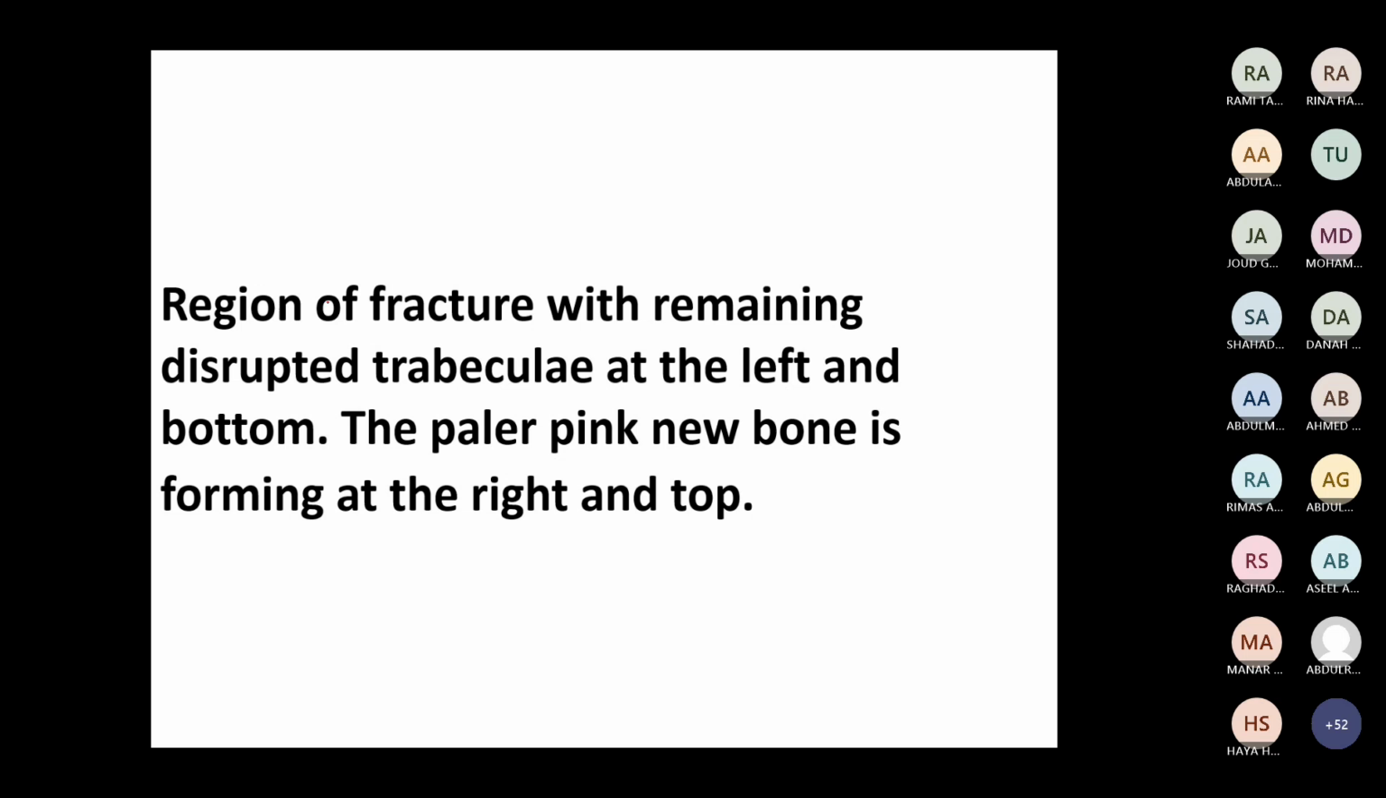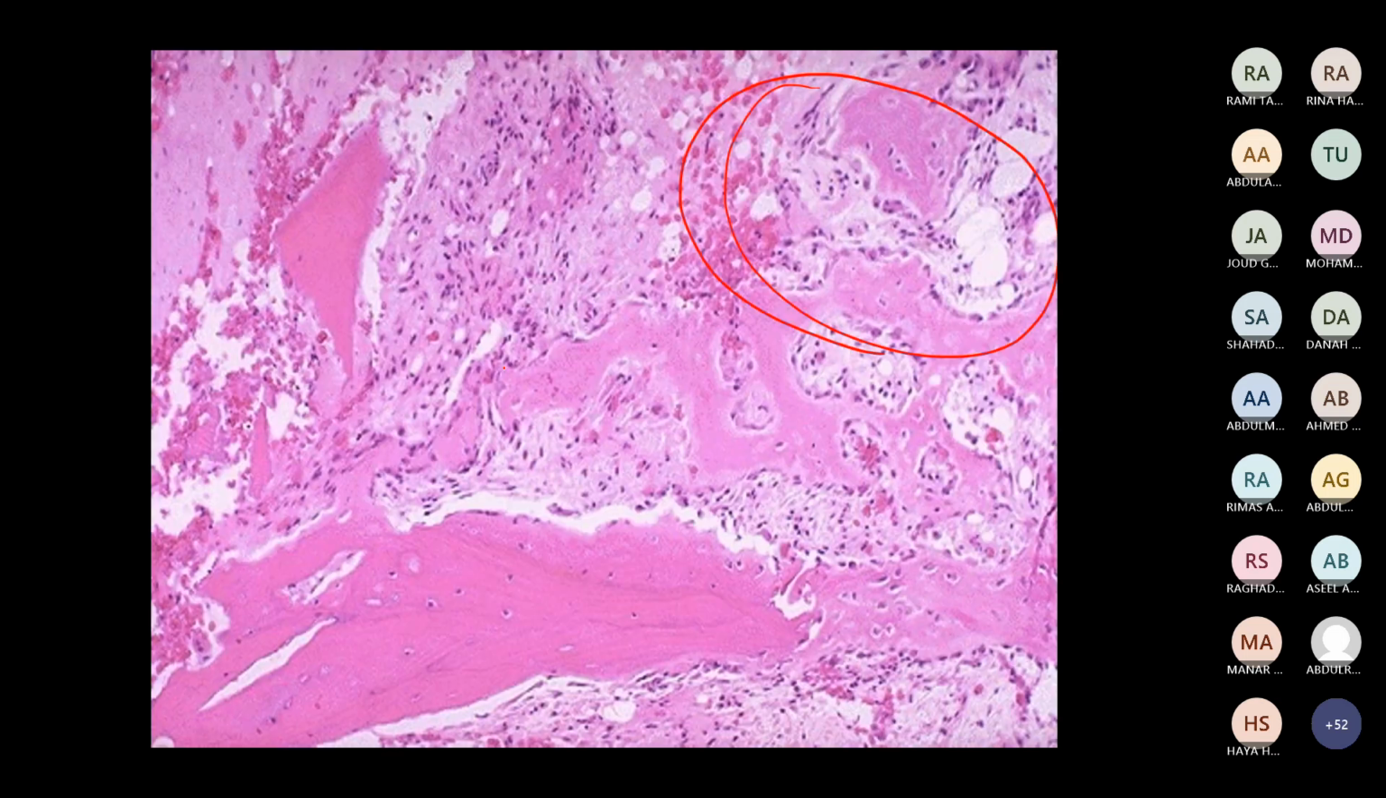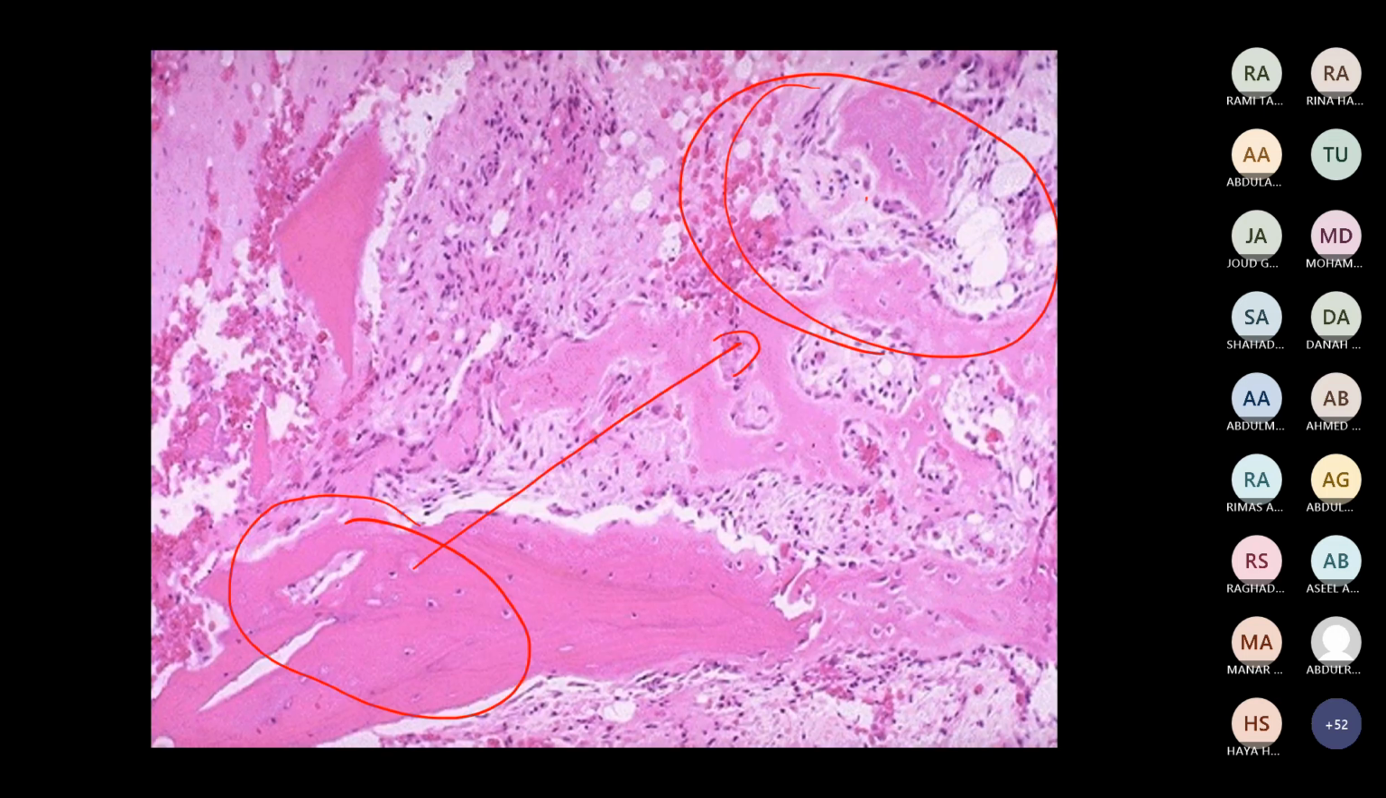Okay, go back. Region of fracture with remaining disrupted trabeculae at the left bottom. This is still in the healing process. And the new bone formation is over here. You can see new bone formation over here. There is still the fractured bone over there, still trying to get repaired. Now, there is only histology just to show you what is actually happening.